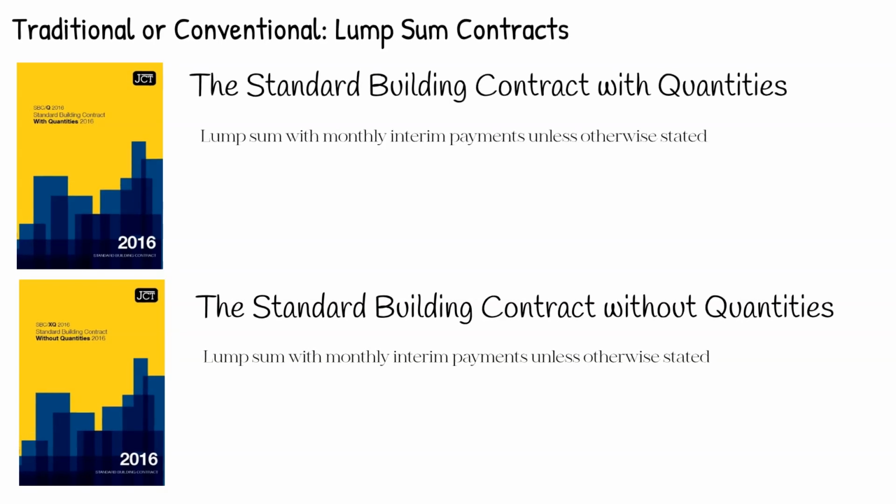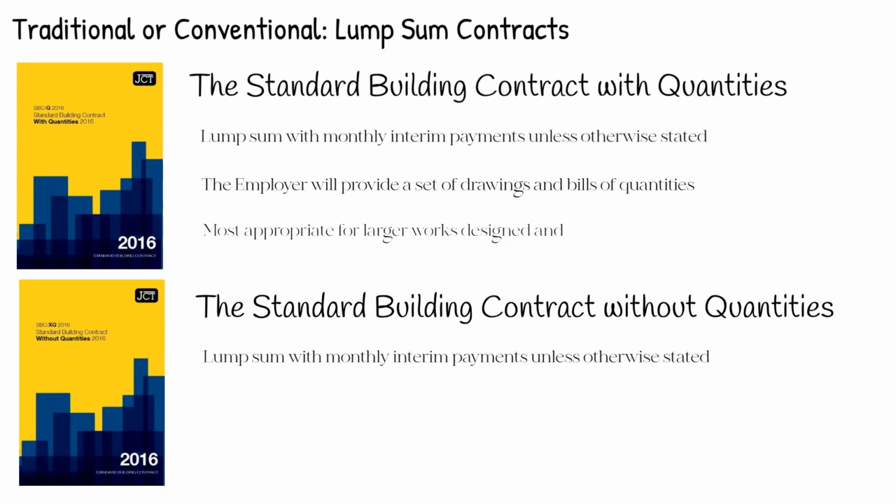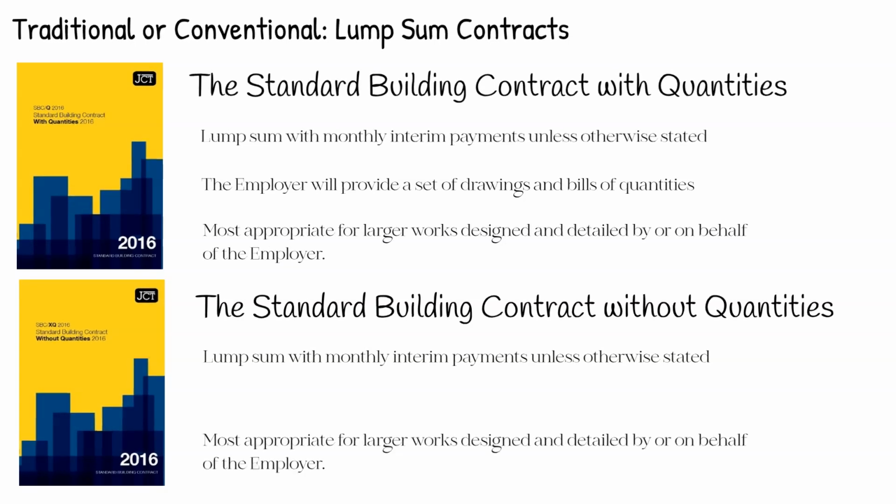The main difference for the contract with quantities is that the employer will go through his professional consultants to provide a set of drawings and bill of quantities which specify the works in terms of quality and quantity. The contract is most appropriate for larger works designed and detailed by or on behalf of the employer.